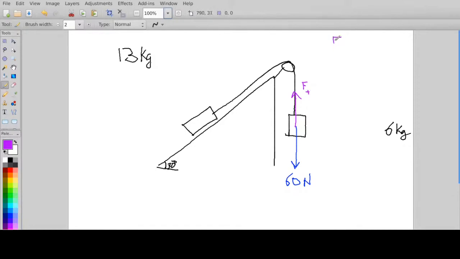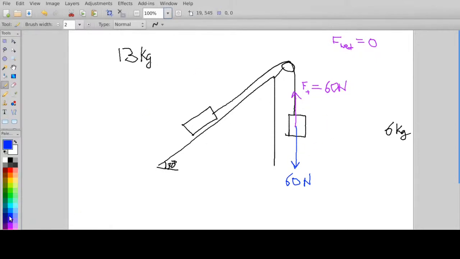And we are in the static situation. So once again, we have that F net is equal to 0. What does that mean? It means that this force must cancel that force. They must cancel. And so this one's 60 newtons. Okay, that was easy enough. And there are no other forces on the 6 kilogram box. So we're done with the free body diagram there.